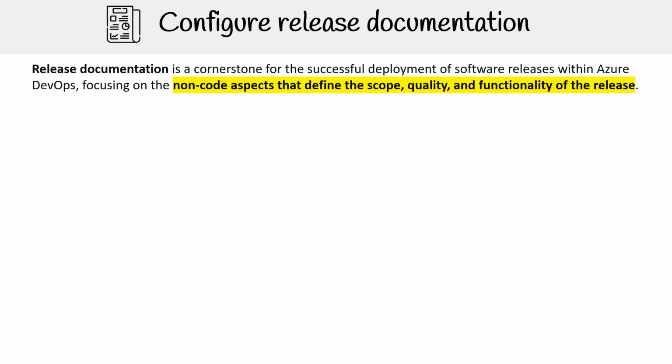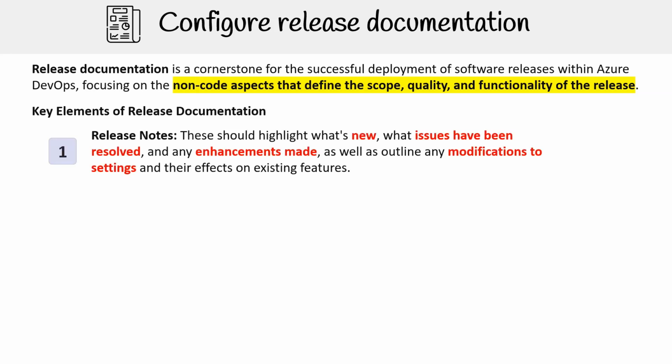The next topic we'll be covering is configuring release documentation. Release documentation is a cornerstone for the successful deployment of software releases within Azure DevOps, focusing on the non-code aspects that define the scope, quality, and functionality of the release. Here are the key elements of release documentation.